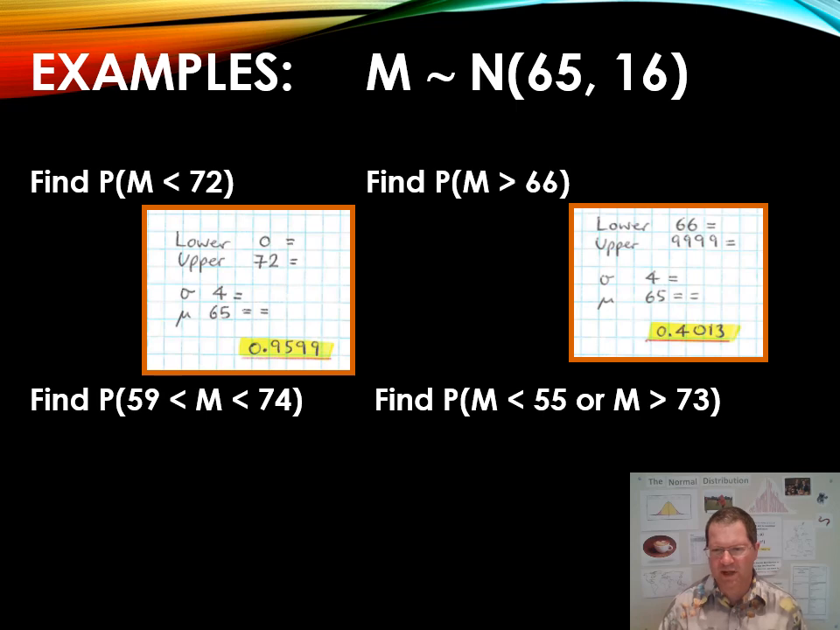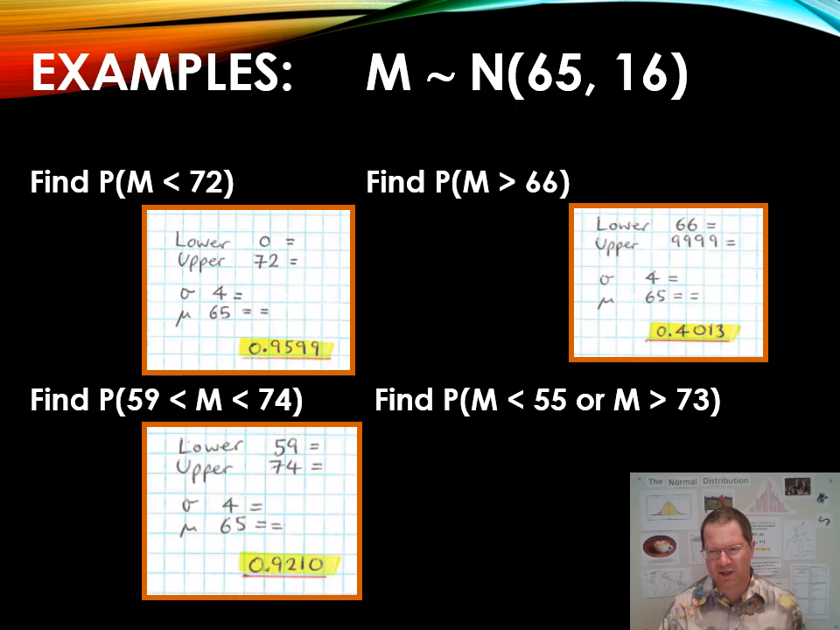Now we're going to look at the probability that m is greater than 66. So my lower value is 66. For my upper value, there's not really any limit, but I just need to choose a really big number. So I normally go for 9999, unless of course we're dealing with numbers in the tens of thousands. The standard deviation is still 4, the mean is still 65. I get an answer of 0.4013.